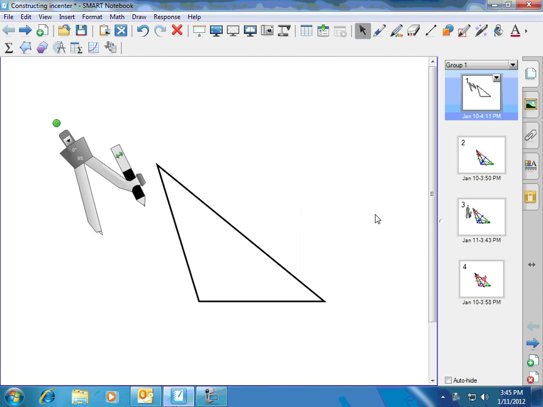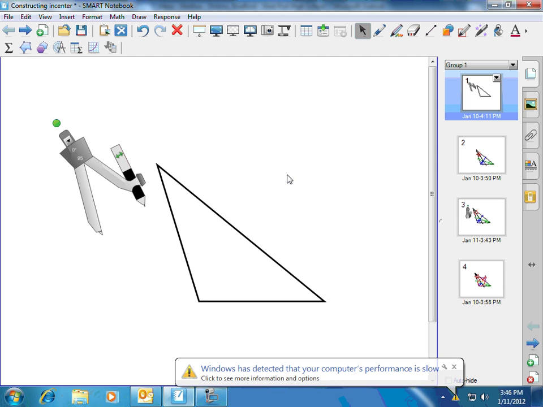Okay, we're looking at constructing the incenter of a triangle. The incenter, which you should know, is formed by the intersection of angle bisectors. So if we're going to find the incenter of a triangle, say for example this triangle here, we first need to determine where the intersection of angle bisectors are. So we need to construct some angle bisectors.